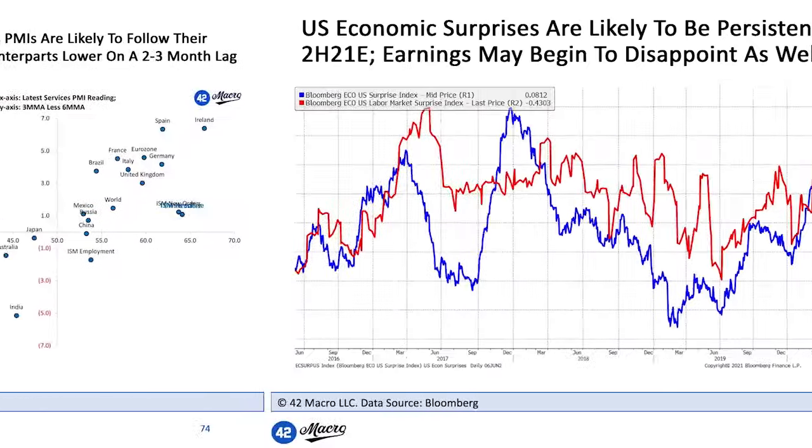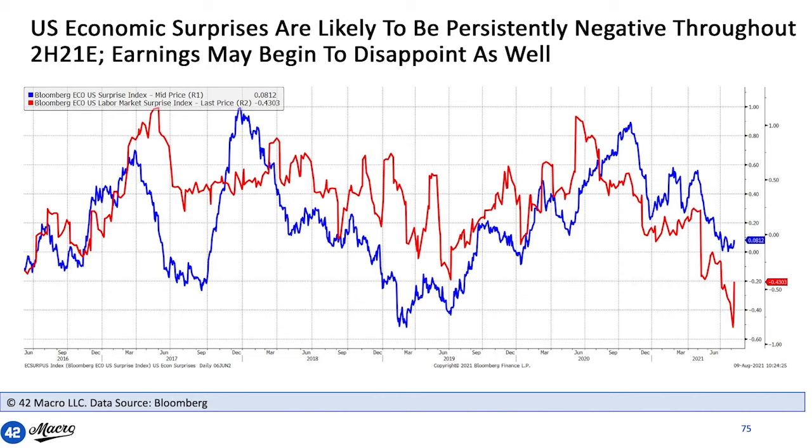On slide 75. So what does all this mean? Everything I just highlighted, it summarizes: U.S. economic surprises are likely to be persistently negative throughout the second half of this year, and earnings may actually start to disappoint as well if we start to see that feedback loop in terms of paying up for supply and reduction in margins.